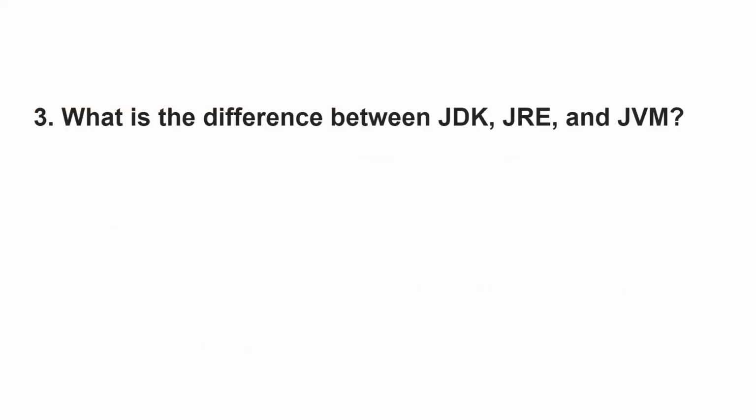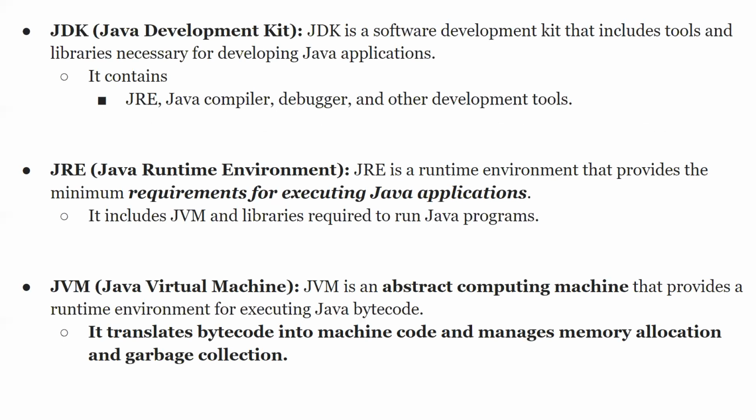Third one, you may be asked this kind of question, for example: what is the difference between JDK, JRE, and JVM? These things seem simple, but in an interview, we may miss them, so it's good to review them. So what is JDK? Java Development Kit. It's a software development kit that includes tools and libraries necessary for developing Java applications, nothing but a collection of tools and libraries that help us develop Java applications.